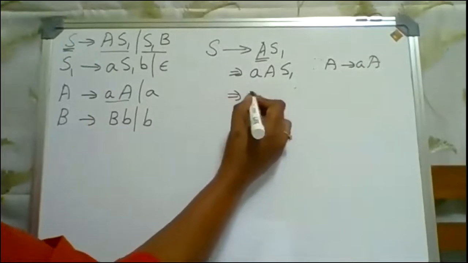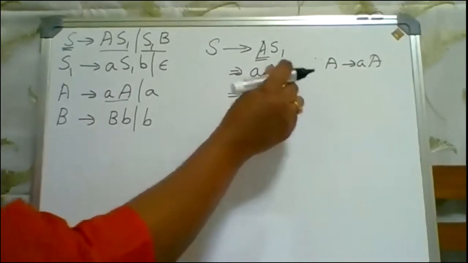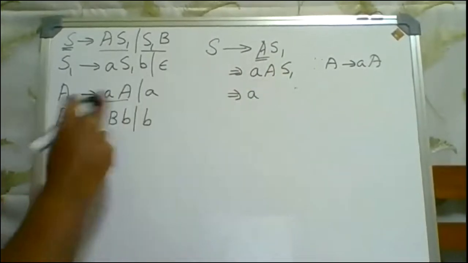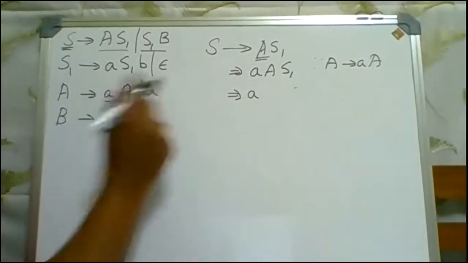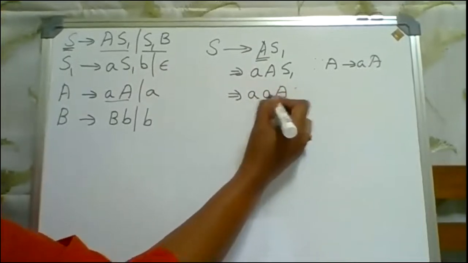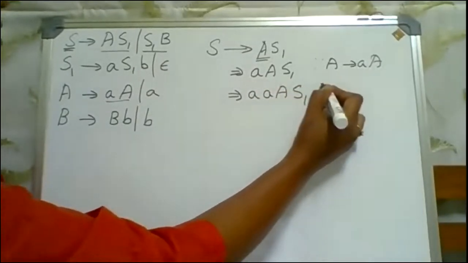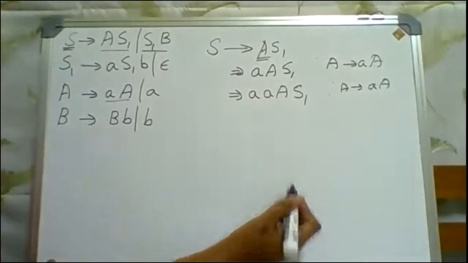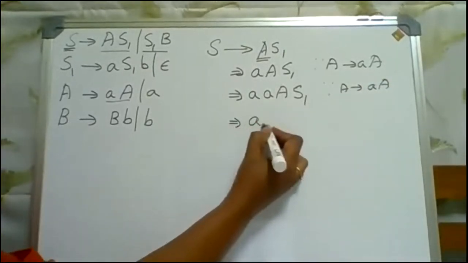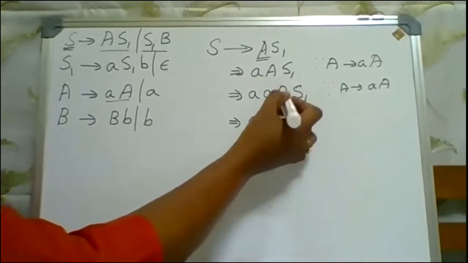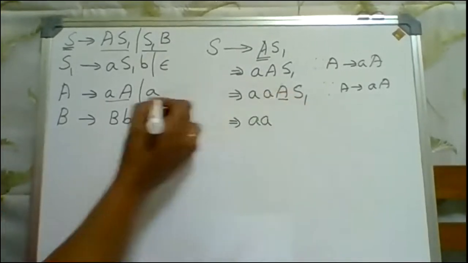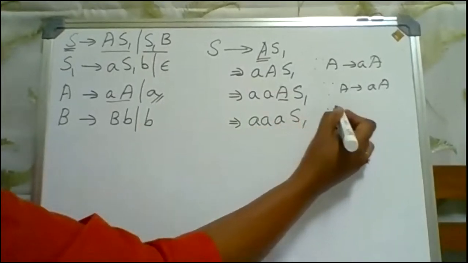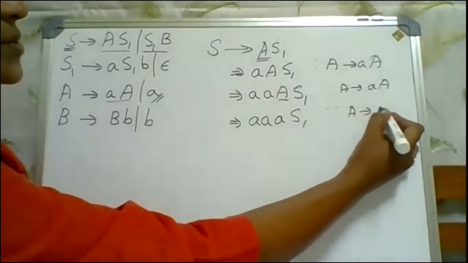In the next step, you can replace either A or S1. Let me replace A again with AA, so we get AAA and S1. Again, in the next step, let me replace A with the production A, so we get AA and A, and S1.